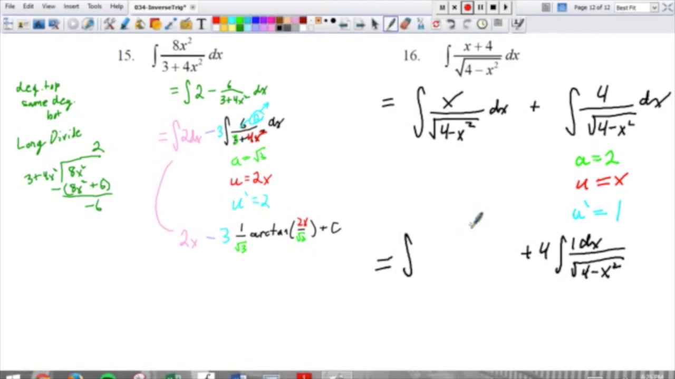So I'm going to write it with the reverse power rule in mind. X times 4 minus x squared to the negative 1/2 power dx. Group to a power. If I was going to reverse the chain rule, I'd have to do this. What's the derivative of the inside? Negative 2x. I can make that negative 2 as long as I compensate out here.